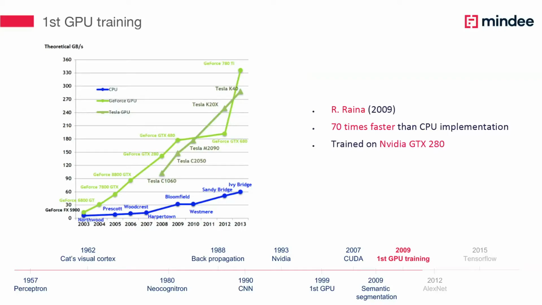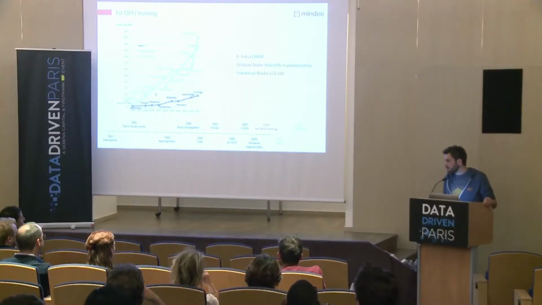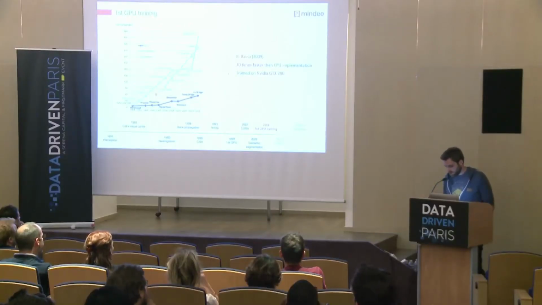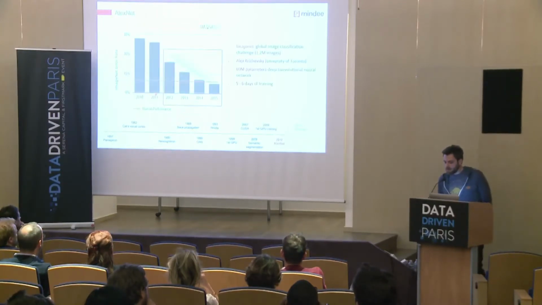In 2009, Raina published the first paper about training a deep learning algorithm with a GPU. All the problems that Yann LeCun couldn't solve in the 90s, because it was too difficult to train a model, were addressed in this paper, because the training time was 70 times faster with a GPU than with CPU implementations, with a very old version of GPU. That made some people, like Alex Krizhevsky at the University of Toronto, able to train his own deep learning model.